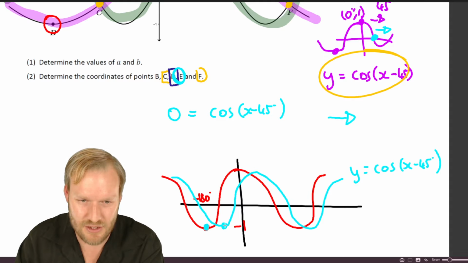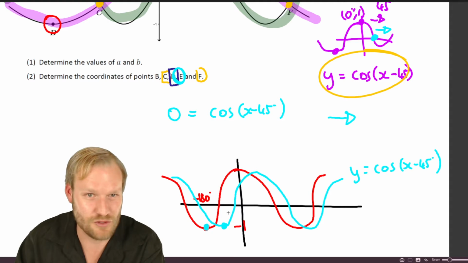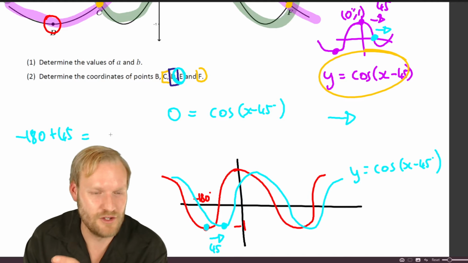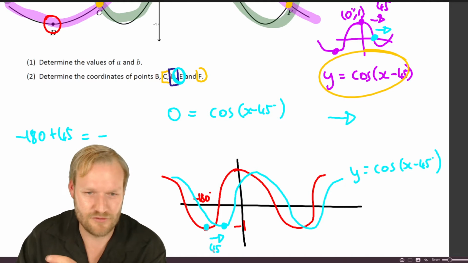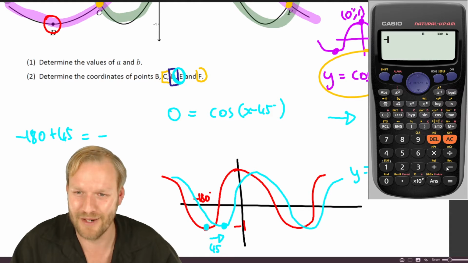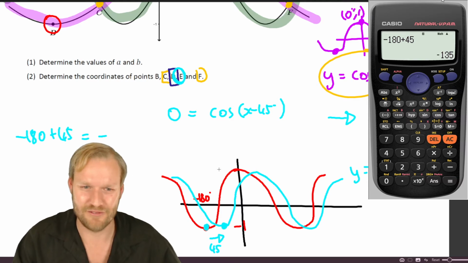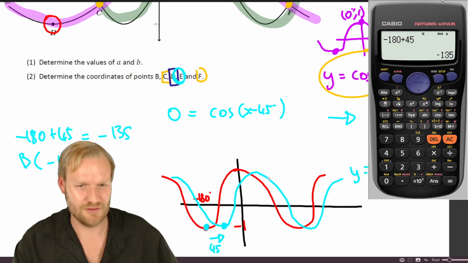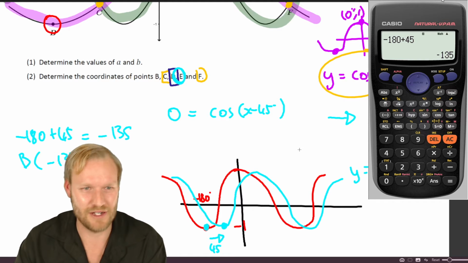So which means that this point here, I've not drawn this really well to scale, but the idea is that it's moved right by 45. So therefore, instead of being at negative 180, we're just going to add 45. Let me go here, minus 180 plus 45 is minus 135. So therefore, our coordinates of B are minus 135, minus 1. So that is going to be my thinking of how I'd find out B.